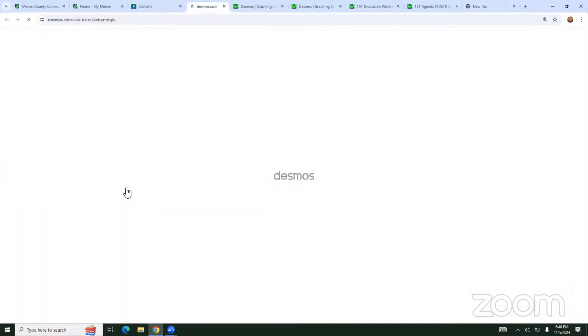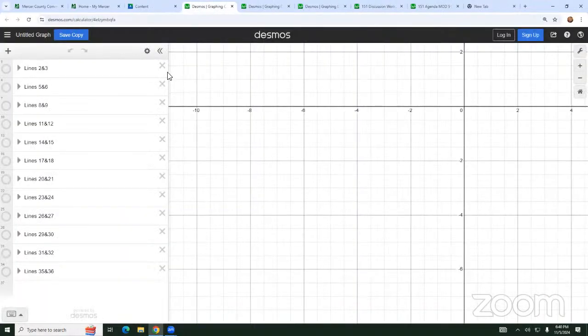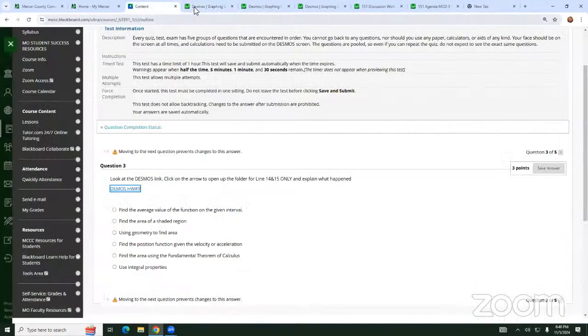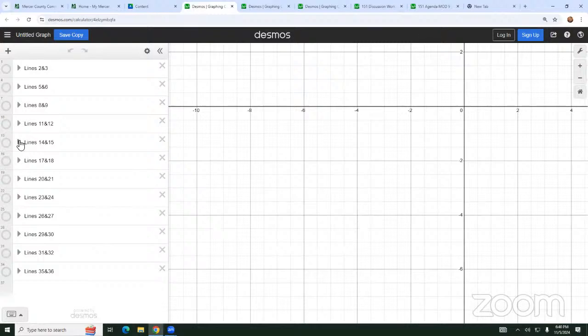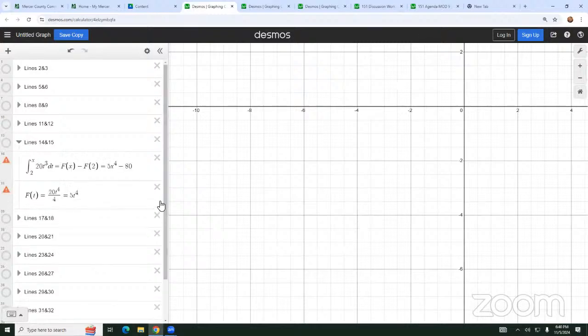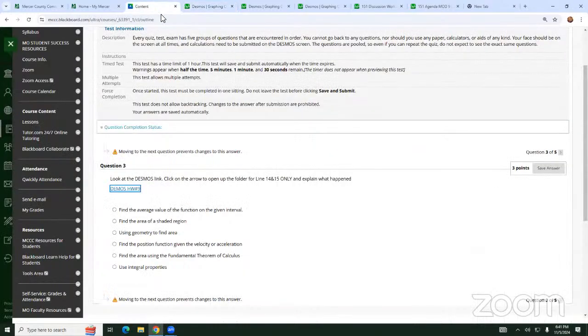What happened in lines? Uh-oh, I missed the lines 14 and 15. It looks like they found that's probably the fundamental term. That looks like the antiderivative of the function. And then up here, they solved it. I would say that's what 14 and 15 is, the fundamental theorem of calculus.